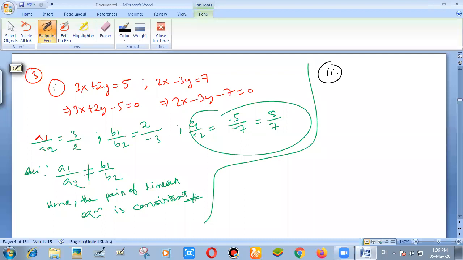Question number 2, see the question number 2. 2x minus 3y equal to 8, and 4x minus 6y equal to 9.